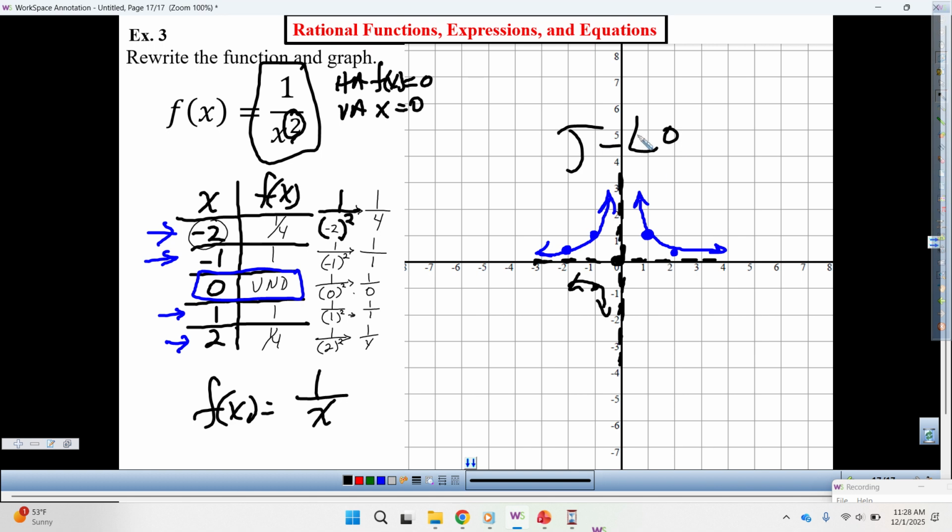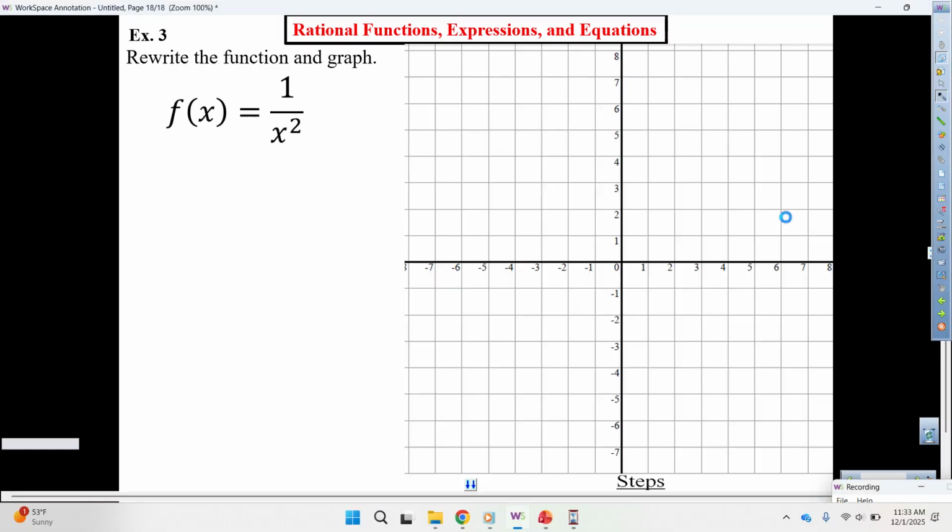J-low. See the J and the L right here? J-L? Right here. You guys don't see it? J-L. No? All right. So look up, guys. Write your utensils down. Look up to the screen.